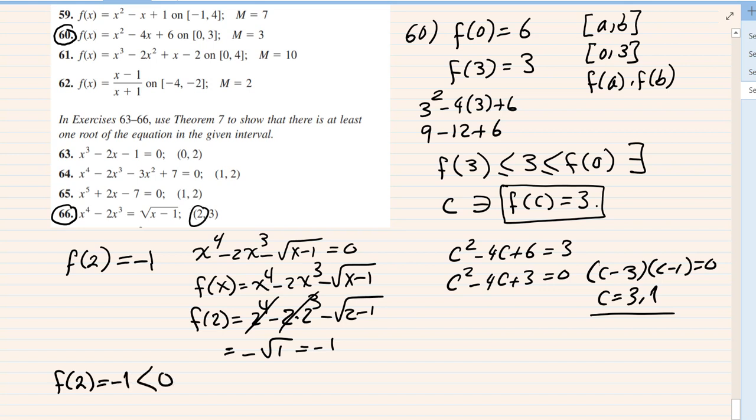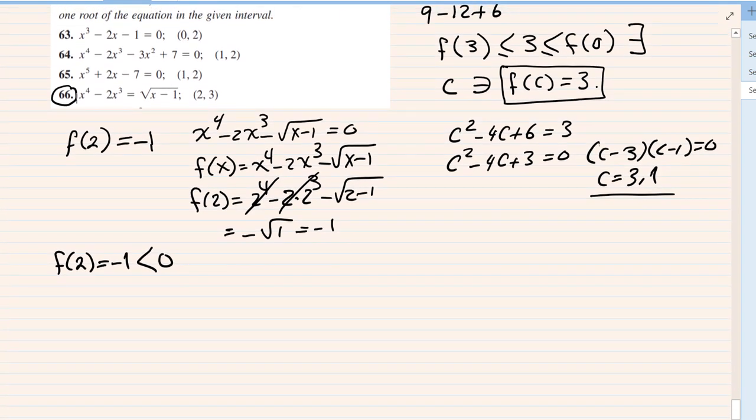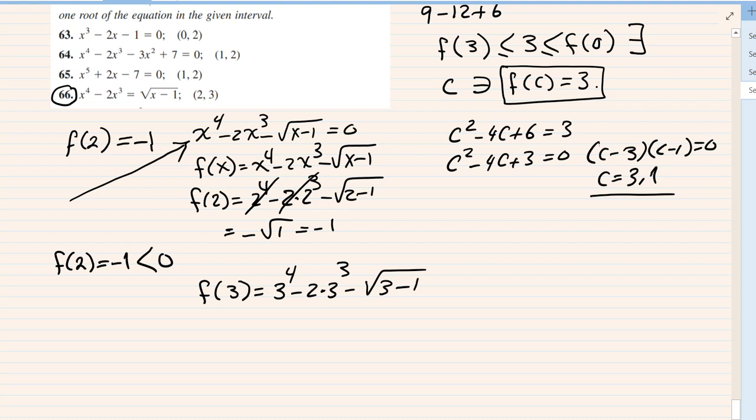That's at a. Remember, to show that there is a 0 between f at a and f at b, the signs of f at a and f at b must be opposite. So f at 2, at a in this case, is negative. We're hoping f at 3 would be positive, and that's the indication of a root or a solution between 2 and 3. So let's now do f at 3. I'm plugging 3 into this function. That's 3 to the 4th minus 2 times 3 cubed minus square root of 3 minus 1.